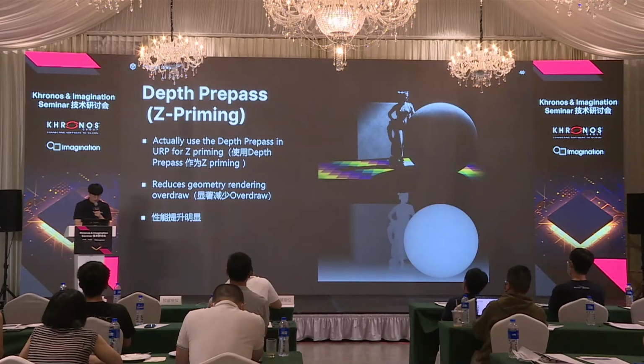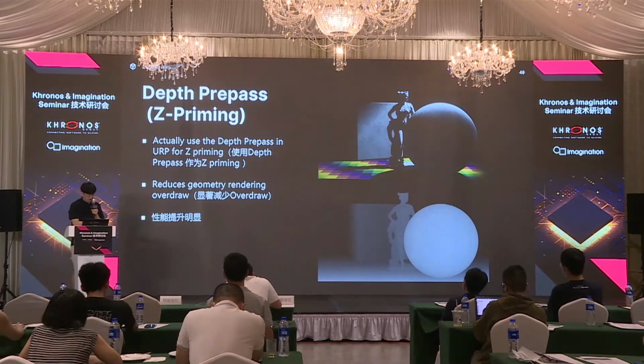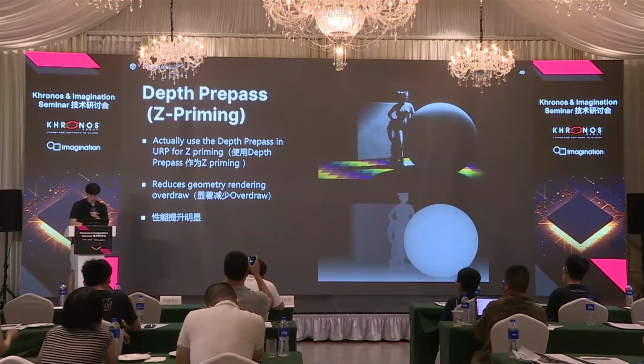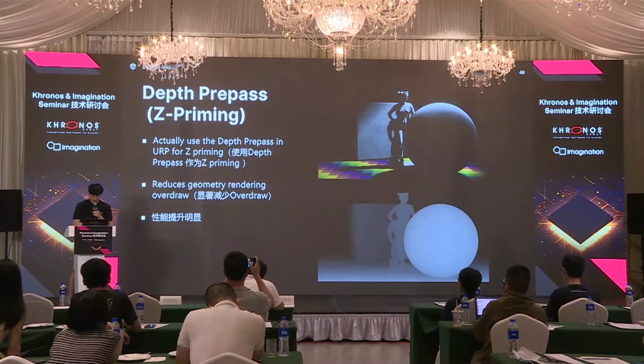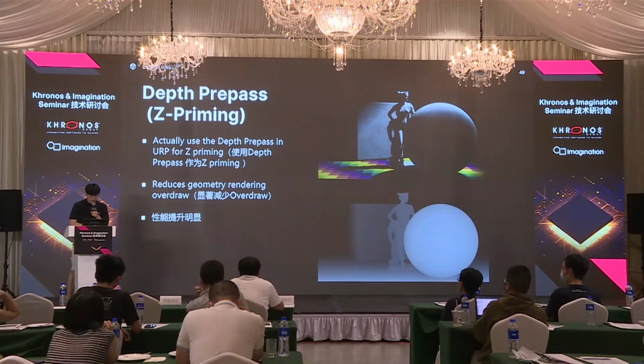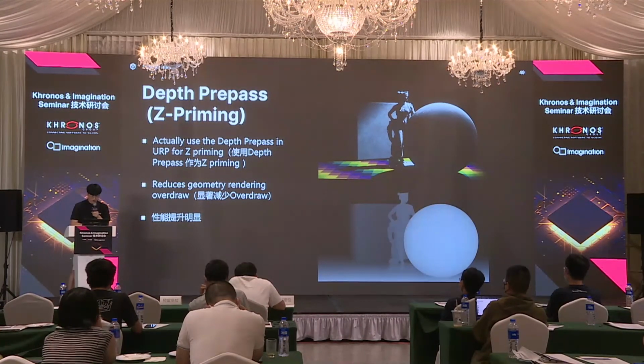So in the new version, we added the depth Prepass support, and in that rendering channel for all of the opaque grid, it will be filled with a depth value. So while rendering the opaques, it can get the depth buffer directly. So it's a kind of brand new solution called Z priming, or depth priming.